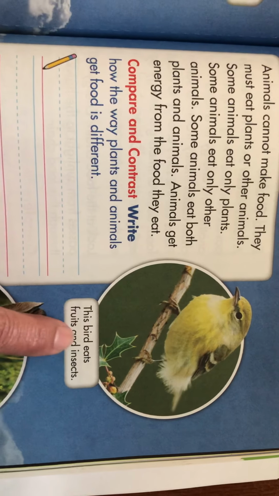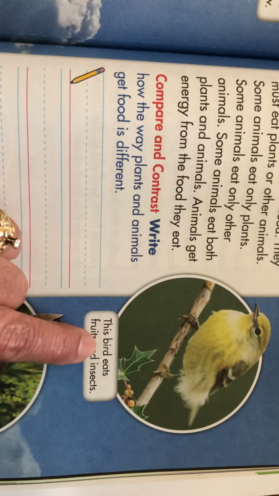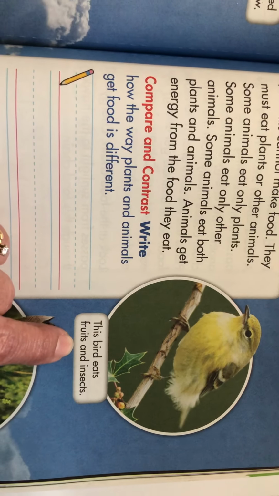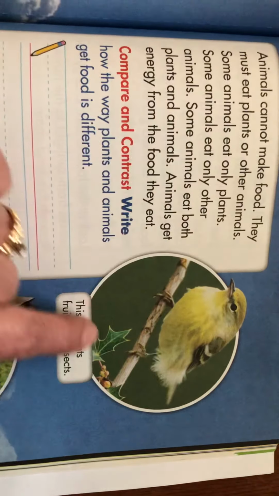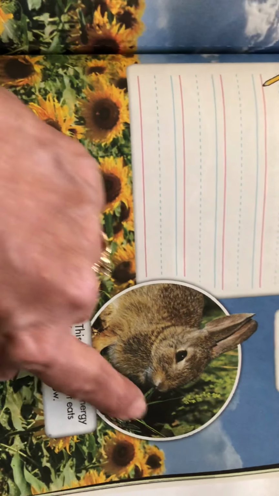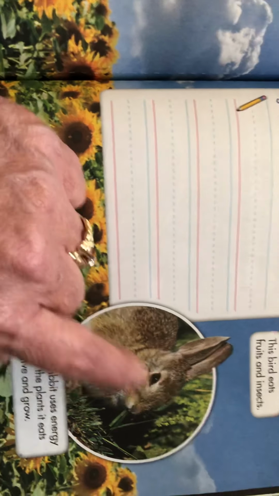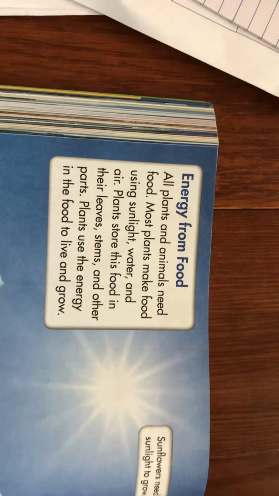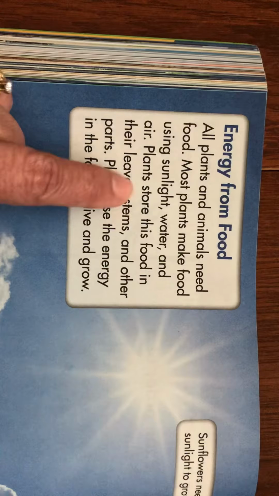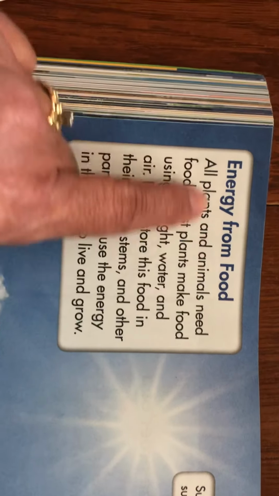That means this is a footnote. A footnote gives you a little information about the picture. So whenever you see words underneath a picture, that's a footnote. That means it's giving us a little more explanation about that picture. But when you see words, headings in front of paragraphs, that means this is a subheading. A subheading. So energy from food.